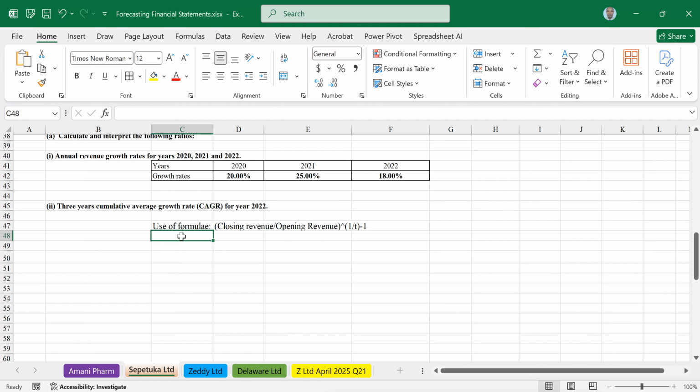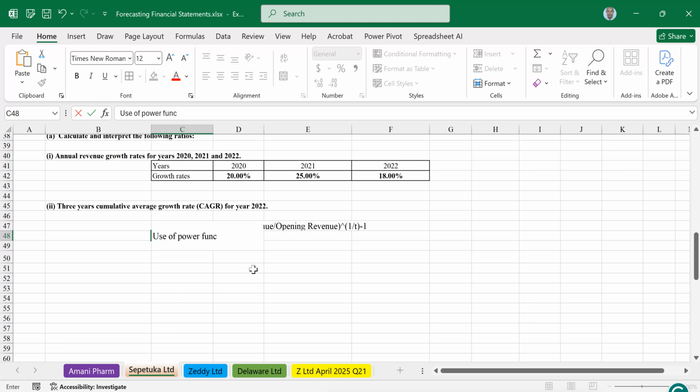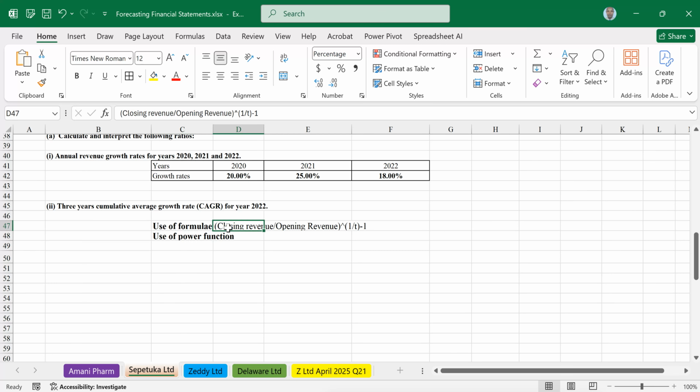Now you can also use the power function. So those are the two ways that we want to use so that we get our CAGR. So you can use the formula or you can use the power function to get CAGR. Now to summarize, we get the closing revenue.